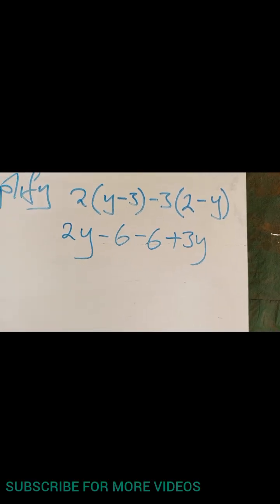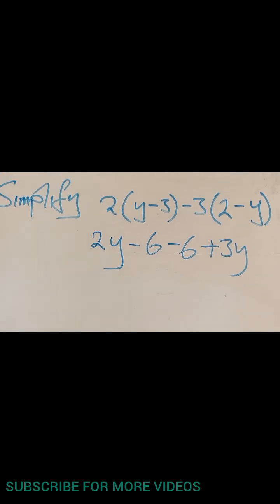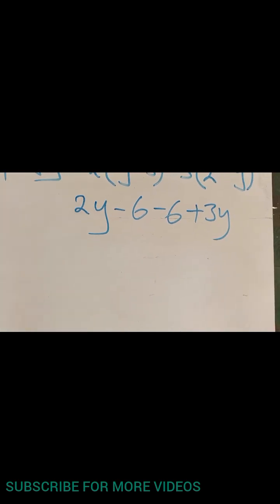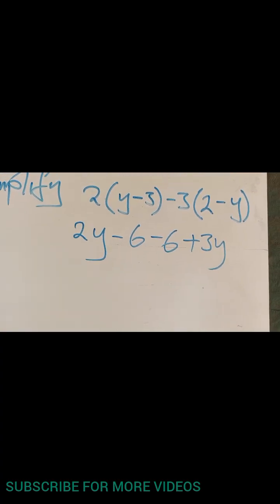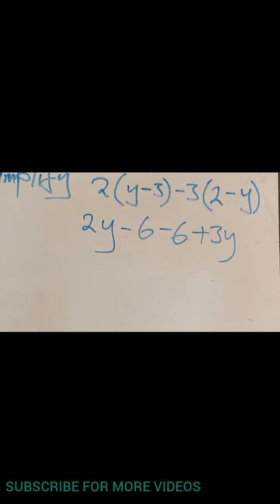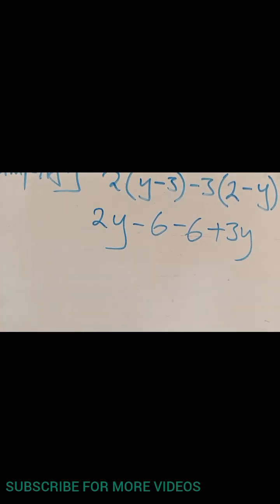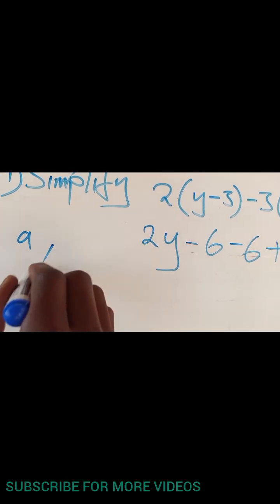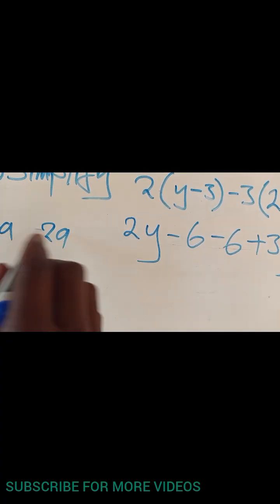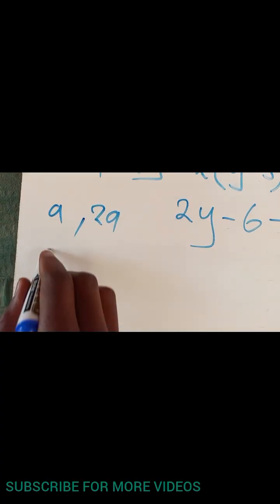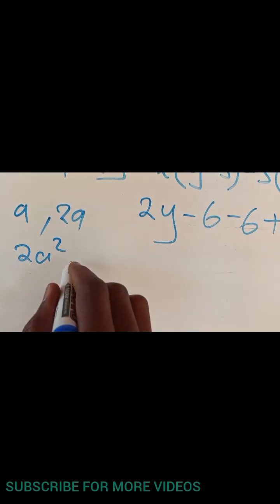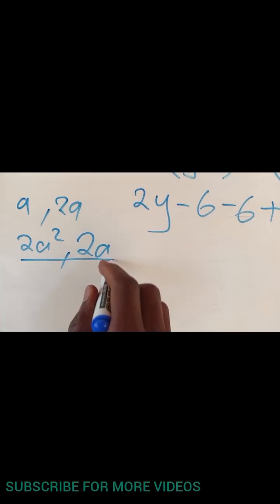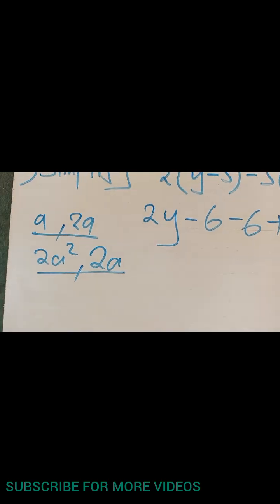So after multiplying, we need to collect like terms. For those of us who don't know what we mean when we say like terms, we mean terms having the same variables. For example, we may have terms such as a and 2a. These are good examples of like terms. For unlike terms, we may have a squared and 2a. So these are unlike terms, while these are like terms.